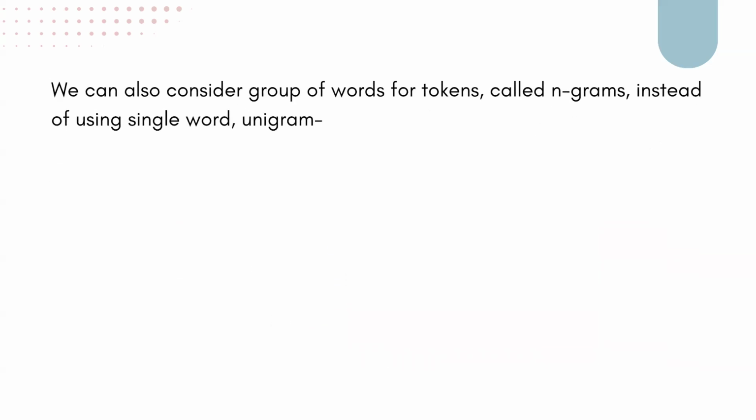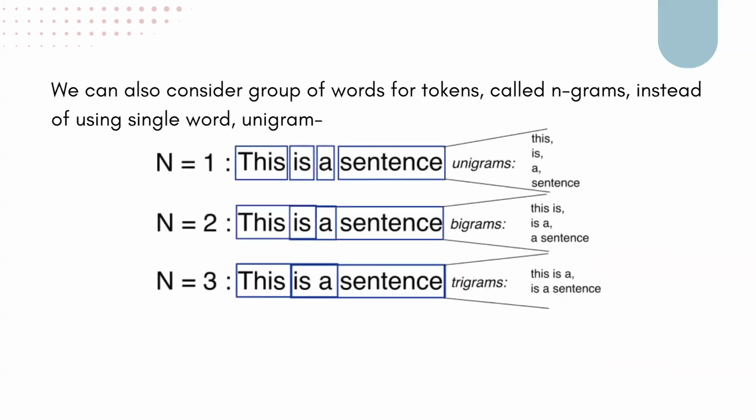So as I have said, we can also use the n-gram instead of the unigram. So what is a unigram? We are tokenizing each word of a sentence into a different entity. Like "this is a sentence": this whole thing is tokenized into individual entities.